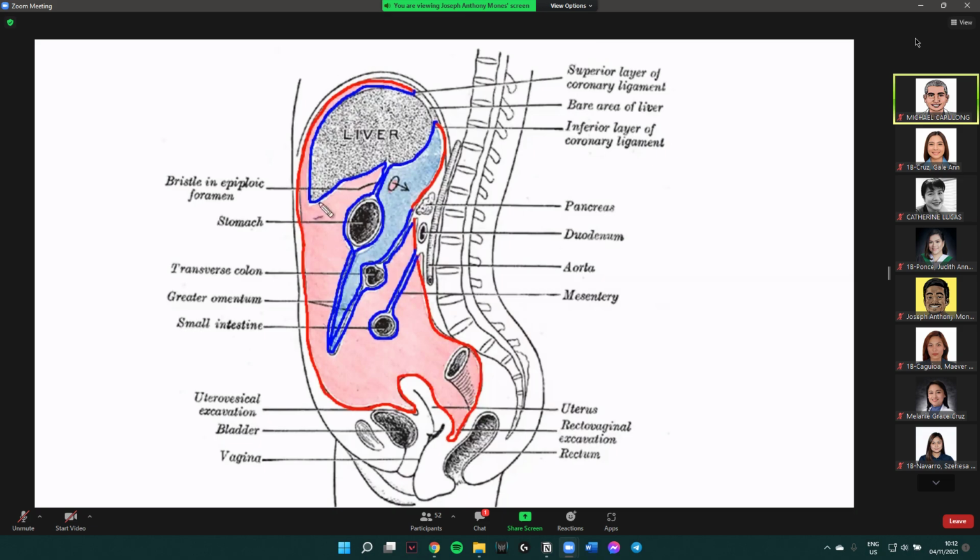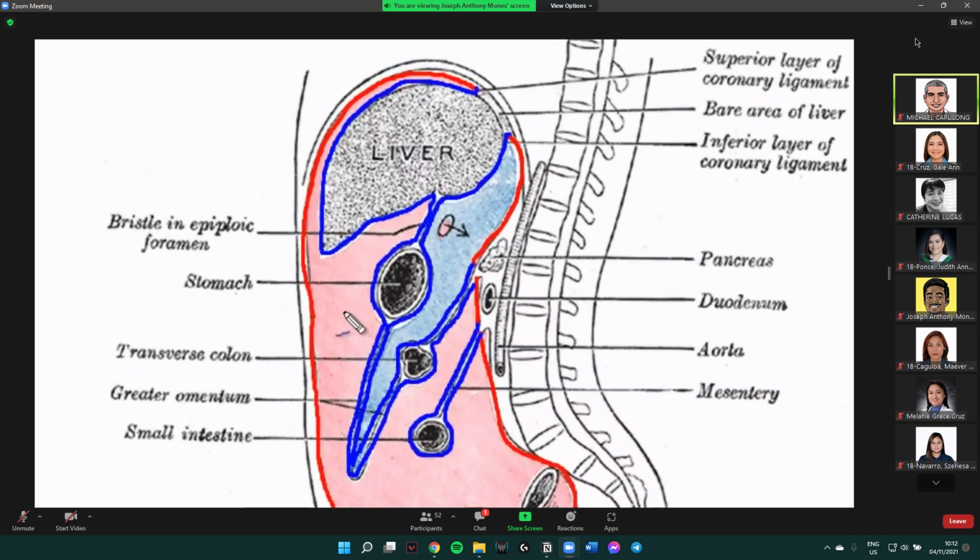So there's a potential space between the parietal peritoneum and the visceral peritoneum, and this is called the peritoneal cavity, and this contains peritoneal fluid. So you can see in this red shading in this diagram and this blue shading, this is the peritoneal cavity. So it's this potential space between the visceral peritoneum and the parietal peritoneum. So the peritoneal fluid contained in this space helps to lubricate the movement and expansion of the gut.